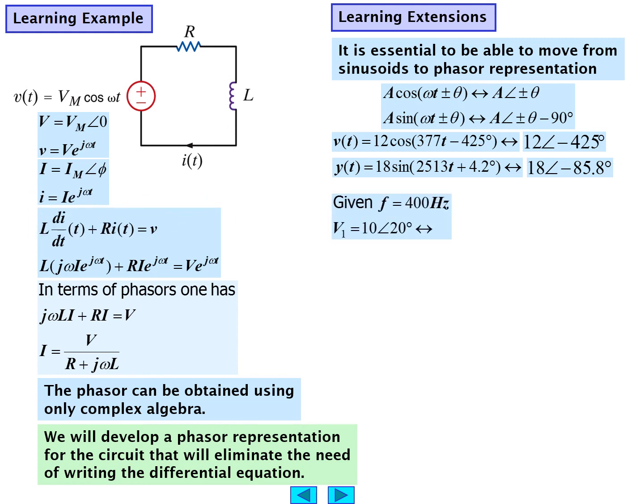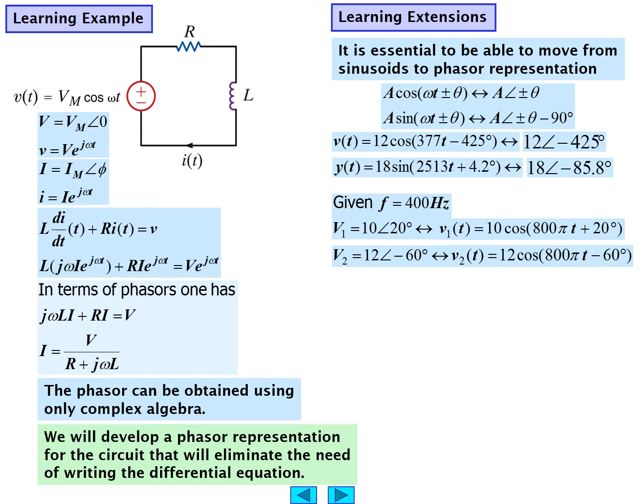So if f is equal to 400 hertz, v1 is equal to 10 angle 20 degrees, we'll get v1 of t is equal to 10 cosine quantity 800 pi t plus 20 degrees. If v2 is 12 angle minus 60, we can get v2 is 12 cosine quantity 800 pi t minus 60 degrees. We're using cosine reference as we've done up till now. That's why we converted 4.2 degrees to minus 85.8 degrees.